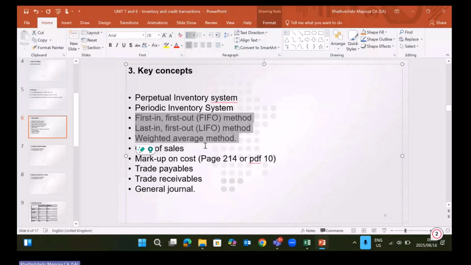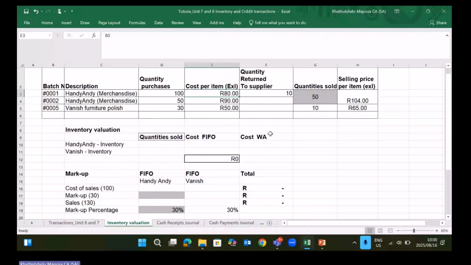Let me go back to the Excel spreadsheet. So on the Excel, I want us to determine how to value the inventory at the end of the period using the FIFO, the first in, first out, or the weighted average method. I want us to use any of those two.